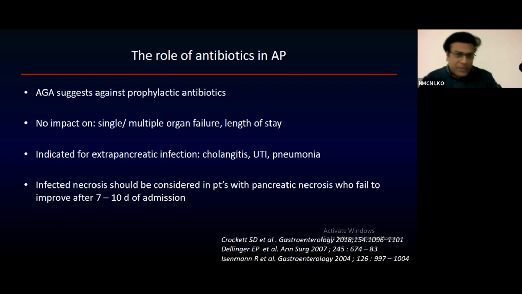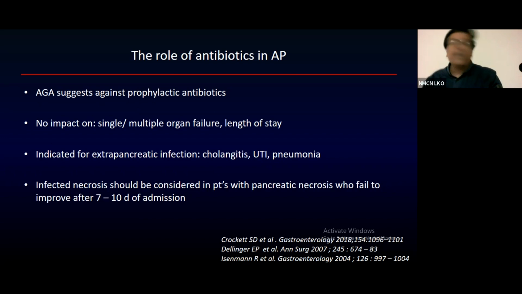That's good. So AGA, that is the American Gastroenterological Association, suggests against prophylactic antibiotics. So what do they say? You should not be giving antibiotics for prophylaxis. Why? Because it has no impact on single or multiple organ failure. It does not decrease organ failure, or it does not decrease the length of stay.